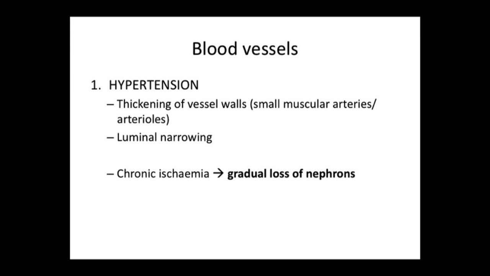But the major problem is this thickening of vessel walls, particularly small muscular arteries and arterioles. Okay? So we're not looking at the renal arteries here, we're looking at the downstream end, so the renal arterioles and the small muscular arteries. If all of these get thickened, there's luminal narrowing, and as you might expect, just from basic flow through a tube, if it's narrowed, you're going to get less flow, and that's going to lead to chronic ischemia, so chronic reduction in delivery of oxygen. And that leads to a gradual loss of nephrons, which can lead to renal failure. So if you don't have any nephrons, your kidneys can't work properly.